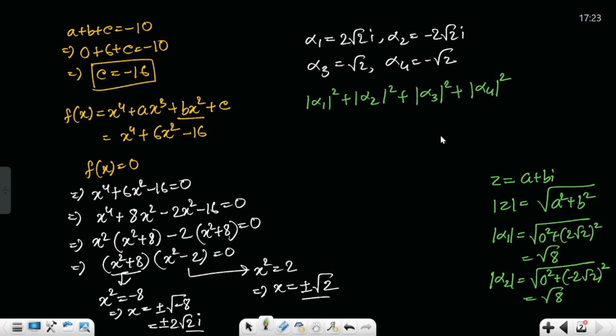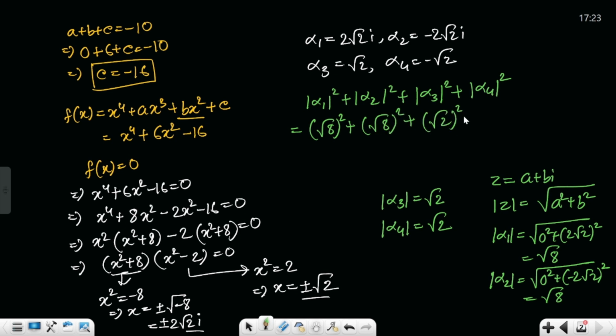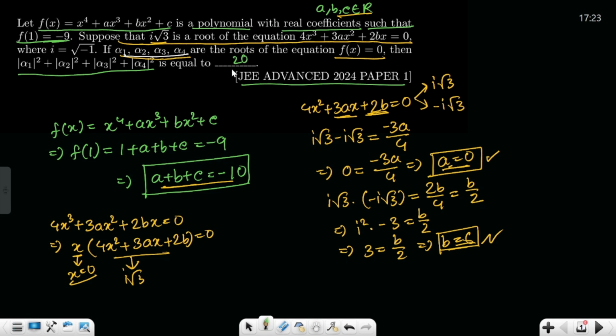So alpha 3 is equal to root 2, so mod of alpha 3 will be equal to root 2. And alpha 4 equal to minus root 2, so mod of alpha 4 will be root 2. Okay. So if we put the values here, this will be root 8 squared plus root 8 squared plus root 2 squared plus root 2 squared. So this is 8 plus 8 plus 2 plus 2 is equal to 20. So that is our answer. So the answer will be 20.